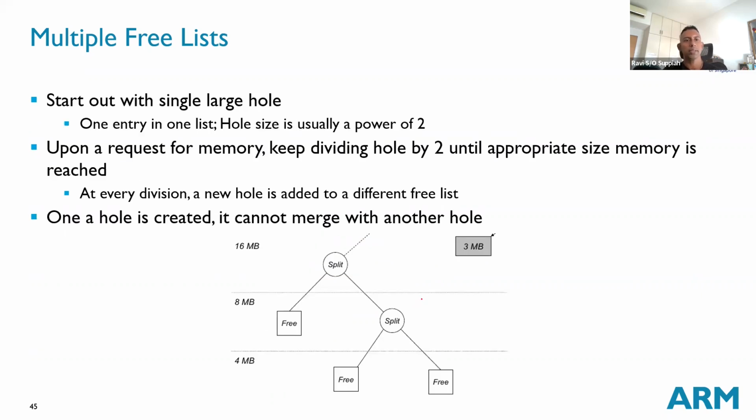Another way is you take the largest total amount of memory you have, and then you keep dividing it by 2 until you have one that matches the requirement. So if I want, for example, 3 megabytes, and currently I have 16 megabytes, I keep dividing by 2. I divide by 2, so I get 8 and 8. Then divide by 2, I get 4 and 4. Then from there I can pick one to be allocated. So that is one way of doing it.